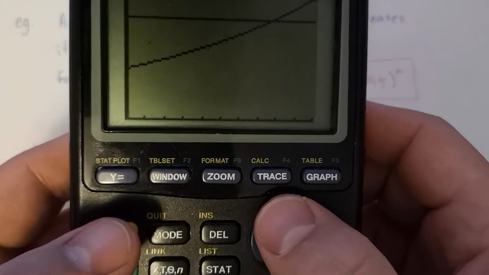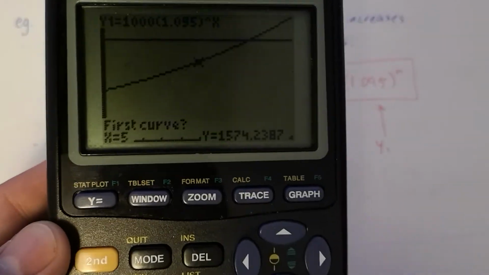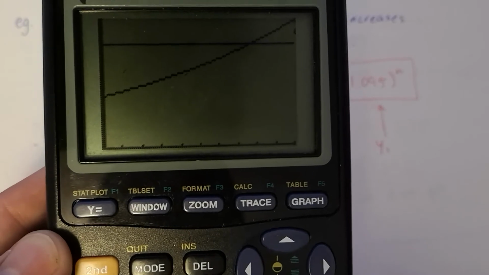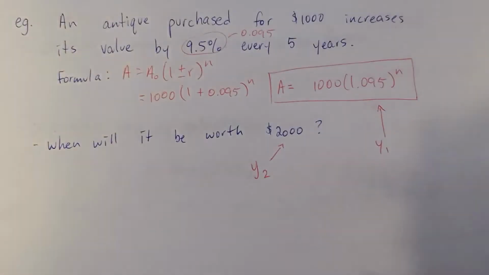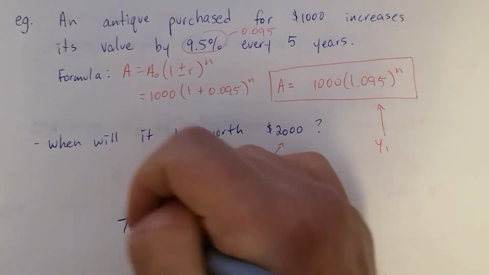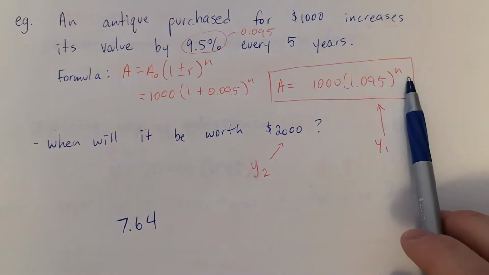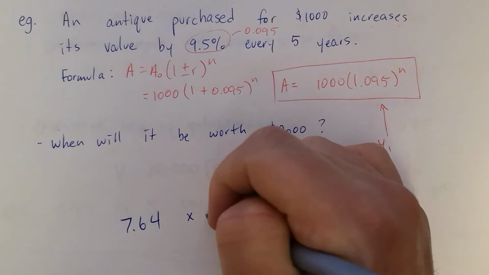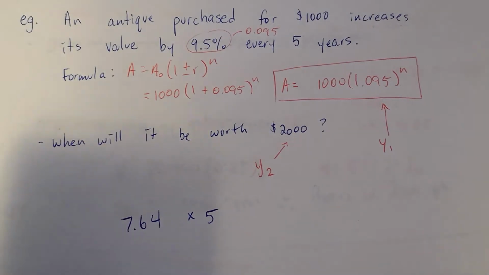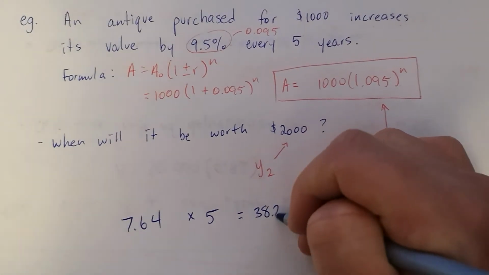So, go into your calc menu. Choose intersect. Press enter 3 times. So we get that x equals 7.64. Okay, but that's this value n, and n is the number of times 5 years goes by. So you're going to have to multiply that by 5. Okay, so we're looking at about 38.2 years.